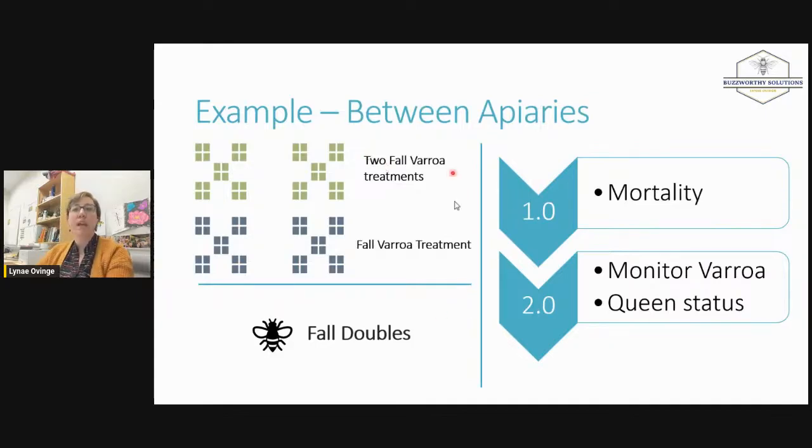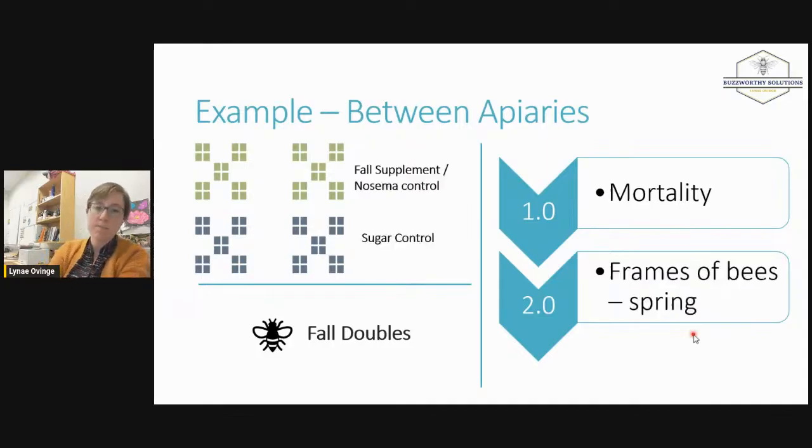Another example, this is a between apiaries type design. Let's look at our normal fall treatment, and then let's say, you know what, this isn't cutting it. We need better Varroa control, and compare it to using 2 different fall treatments. Okay, so this might up your survival a bit. We're looking at doubles going into fall, and just like I talked about with my beekeeper friend, an easy measurement of that is mortality. So just look at the deads in the spring. But if we want to get more complicated, we can start measuring Varroa between those groups. And also we can look at the queen status after the treatment, because we know we have some treatments out there that can kill more queens.